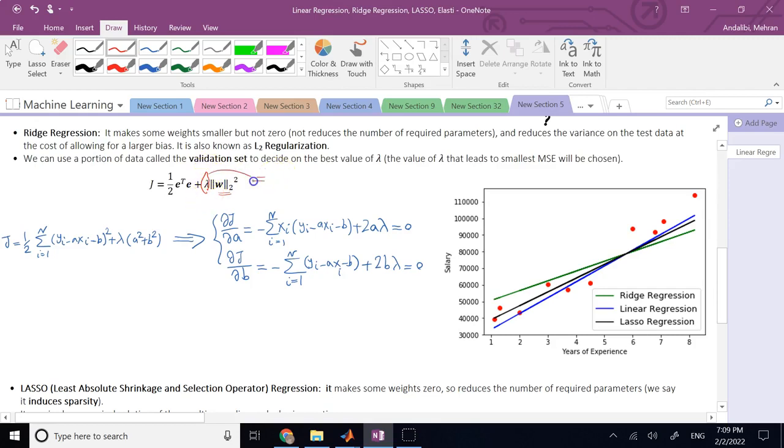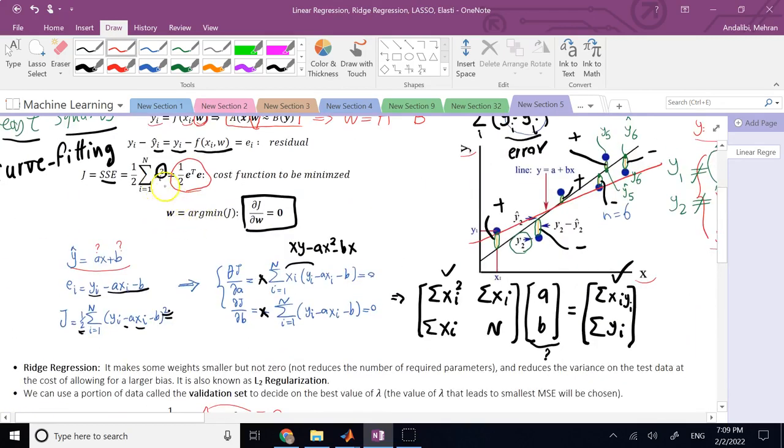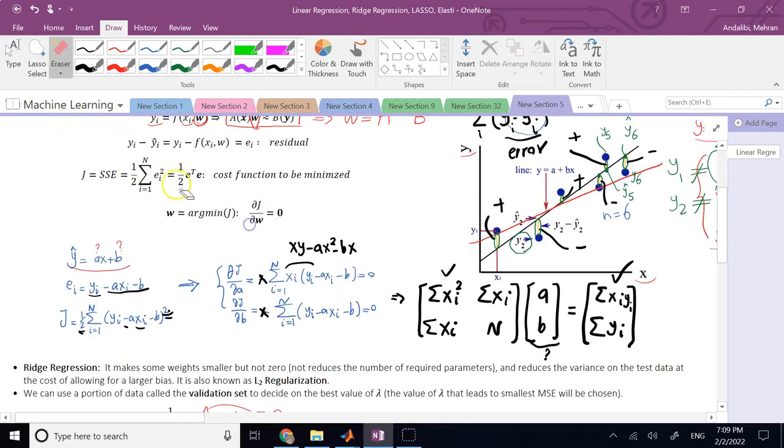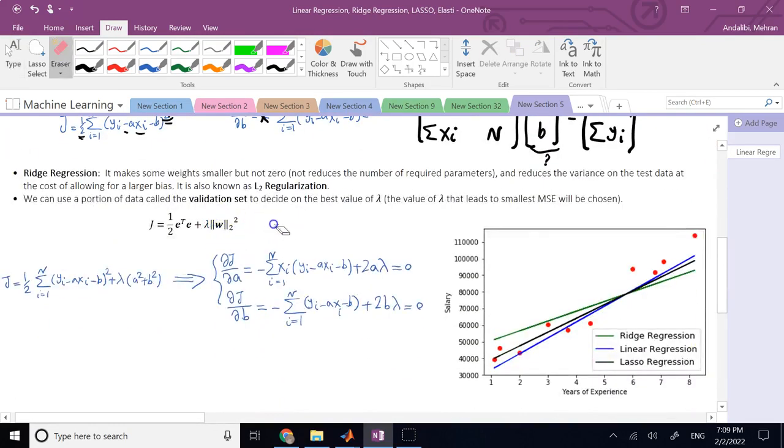If this lambda is zero, you definitely get back your original linear regression, correct? If this lambda is bigger, then the importance of the second term is higher, and so you will definitely get smaller and smaller values for the weights. Okay, now pay attention that the ridge regression forces the weights to be smaller, but not necessarily zero. So it does not change the number of required parameters. It just says whatever you choose, I'm okay with it as long as you keep them small.